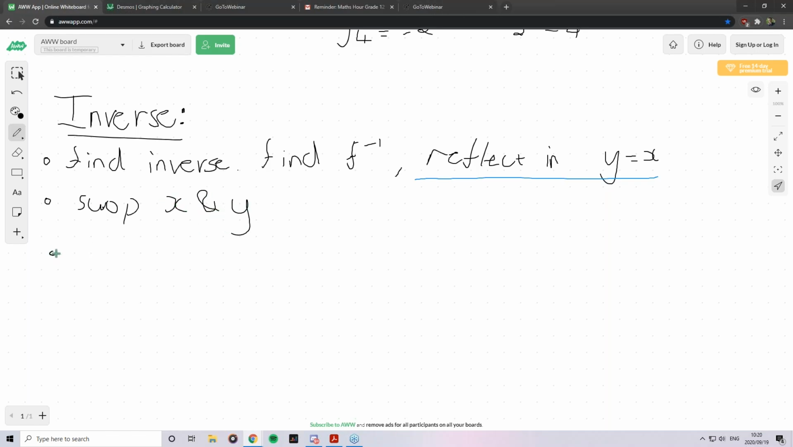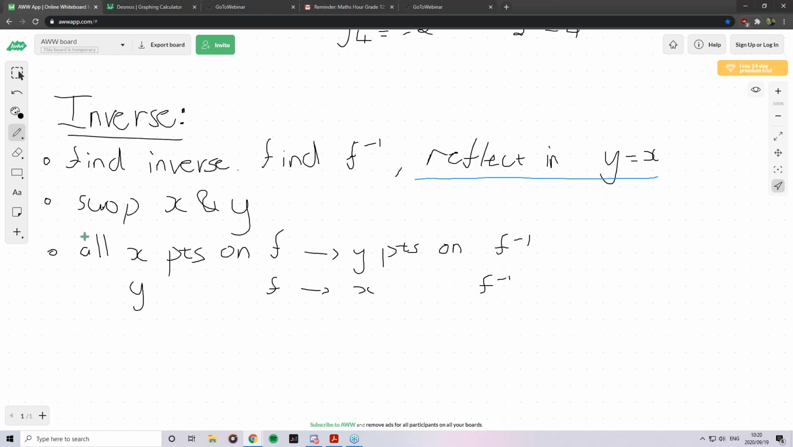Another important thing to note is that all x points on our graph of f will become y points on f minus 1. And the same works the other way around. All y points on f become x points on f minus 1. I'll demonstrate this a bit later.